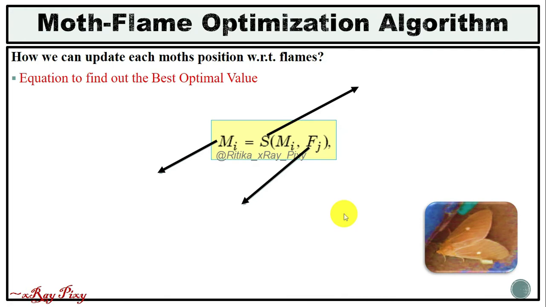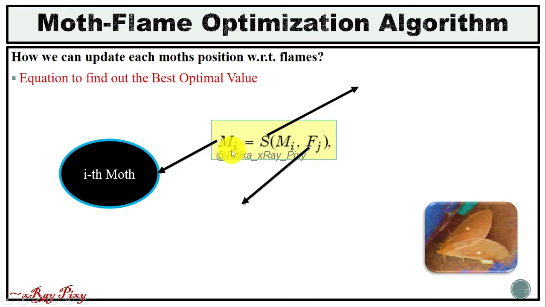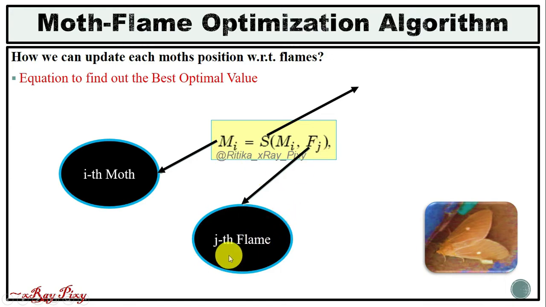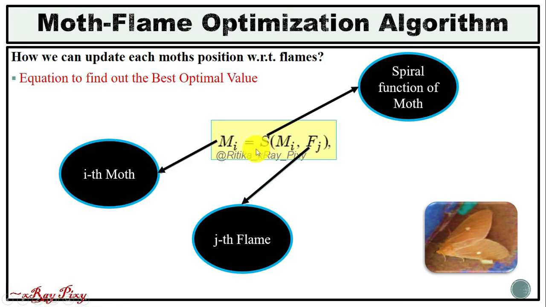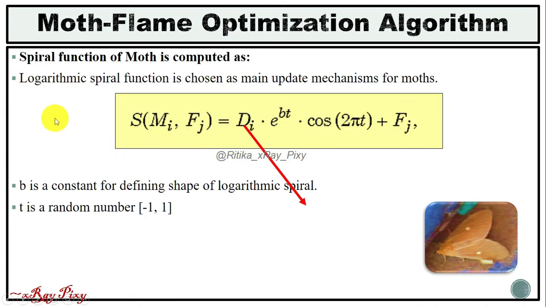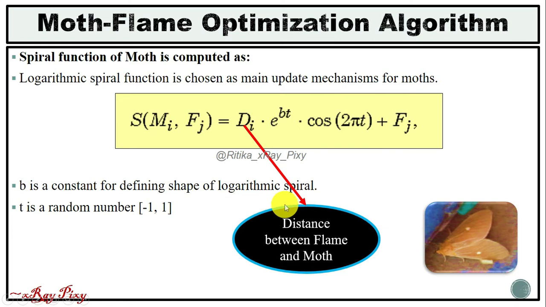As we know, moths can fly easily in real life, but in this algorithm, how can we update the moth position with respect to the flame? For that, we will use this equation here. This is the moth. Here I represents the total number of individuals, that is the population size. This is the jth flame, and here we are using a spiral function of the moth that is denoted by S. This spiral function, or logarithmic spiral function, is chosen as the main update mechanism for each moth. Here, this is the distance between moth and flame. V is a constant, and T is a random number, normally distributed within -1 and 1.